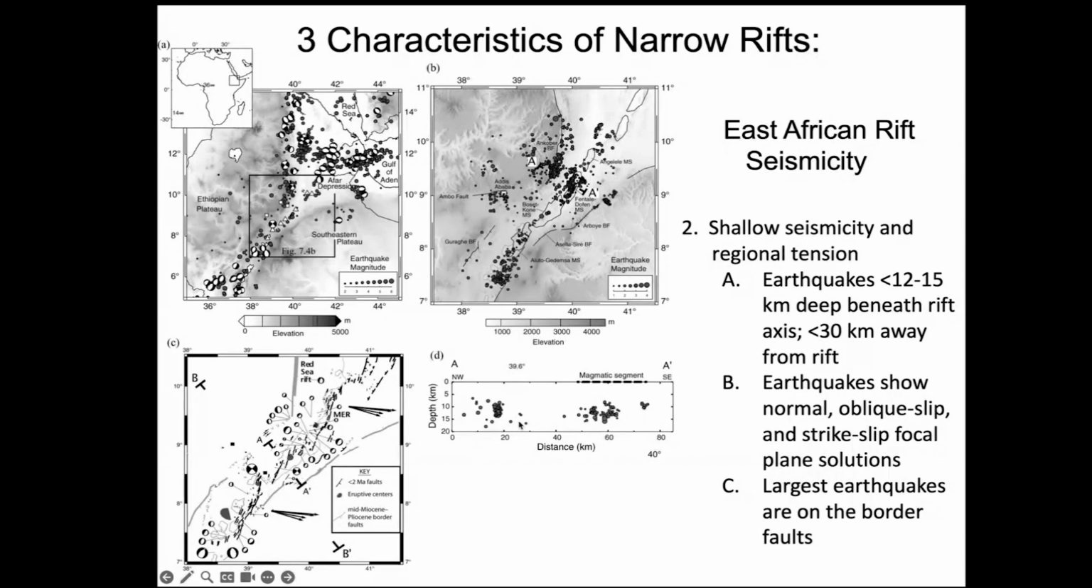And the depth of the seismicity from northwest to southeast, A to A prime, right here. Lots of earthquakes on the margins. Does anybody have any ideas why there's no earthquakes in the middle? Anybody have any ideas? It's probably too hot to rupture brittlely.